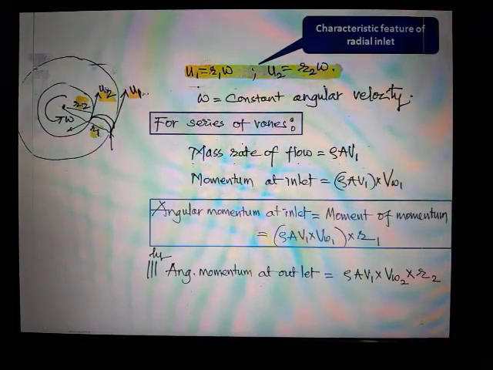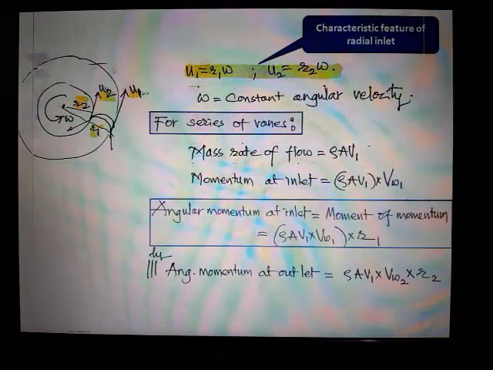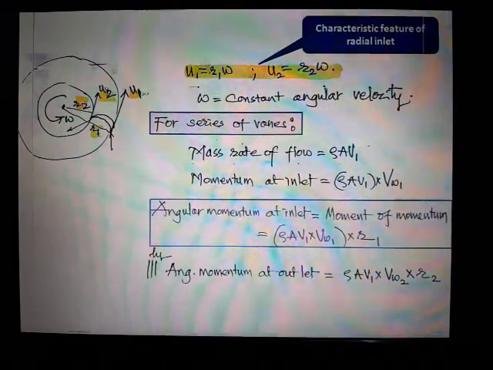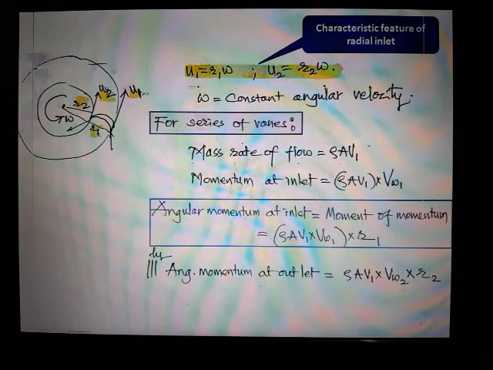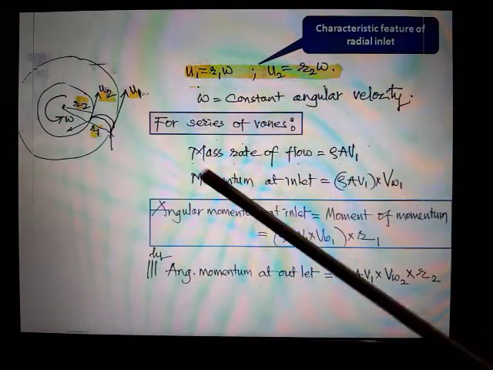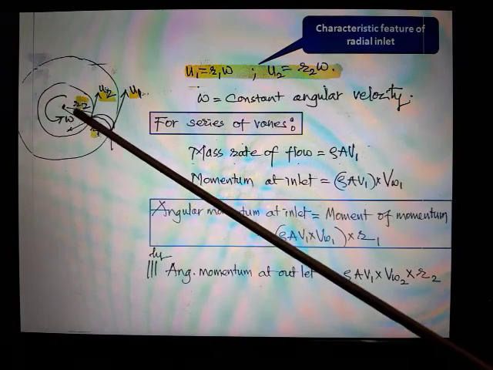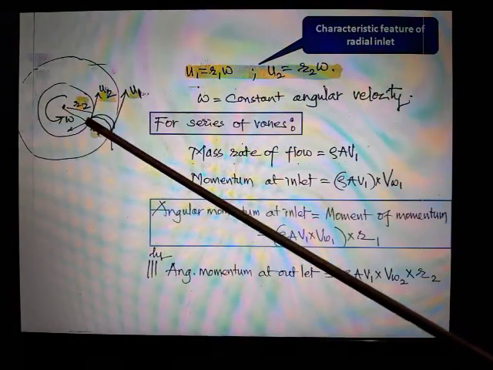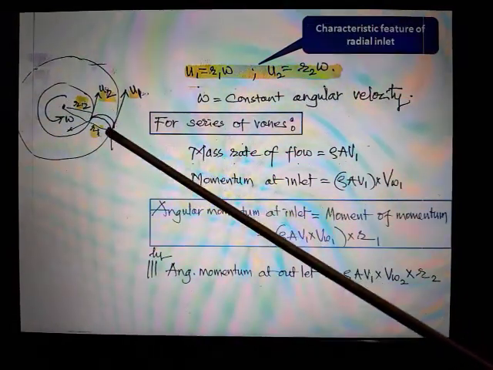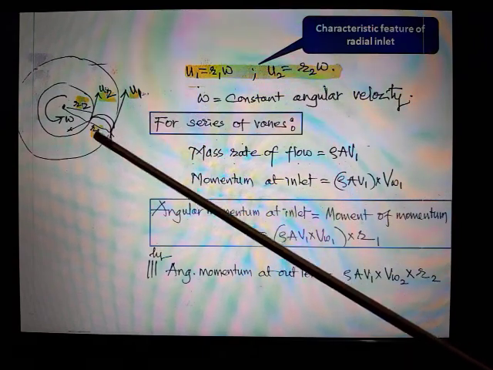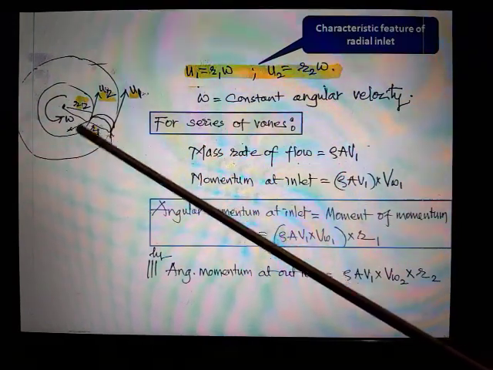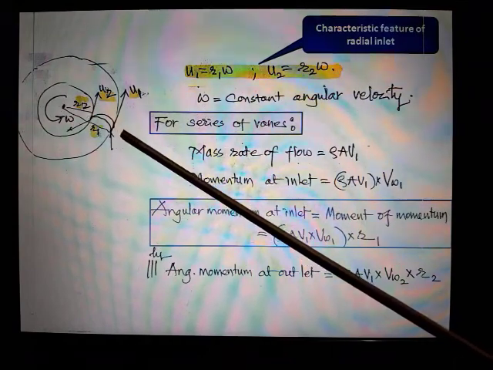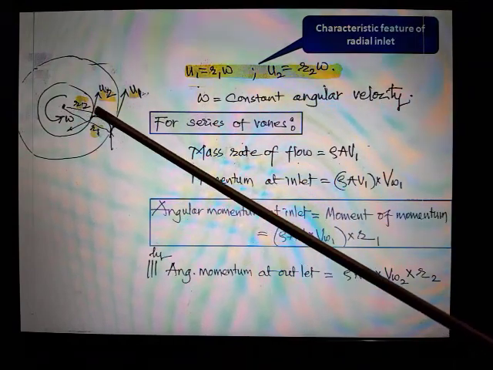So in this I am trying to explain what is angular momentum and then how it is calculated. Look at this figure. There is a vane, then inlet tip at this point, outlet tip at this point. The corresponding distances are r1 and r2.